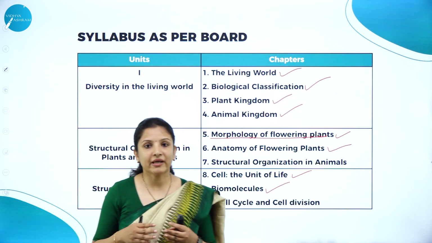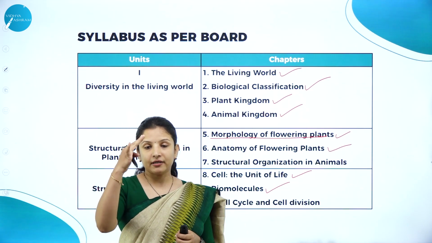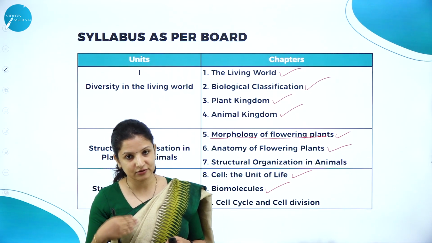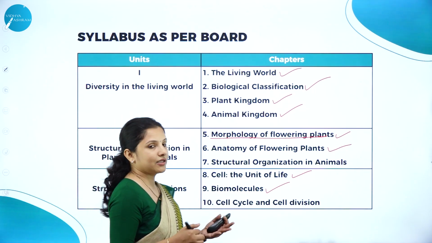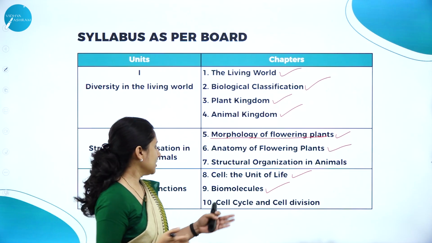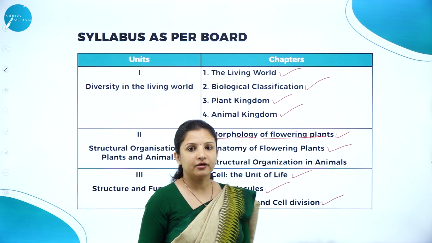So in cell cycle and cell division, you'll study about how the cells divide. There are two methods of division. One is called mitosis and the second one is meiosis. Under mitosis, you have various sets of division, and under meiosis also there are different sets of division. All that you will study. So cells, if they have to multiply, they need to divide, right? How exactly they divide? You will study in cell cycle and cell division. That is chapter 10 under unit 3.